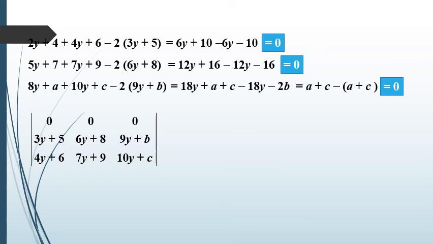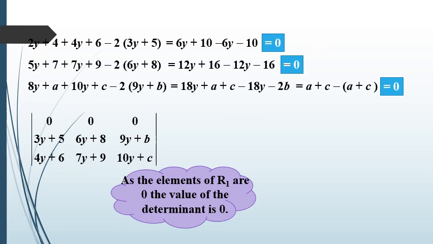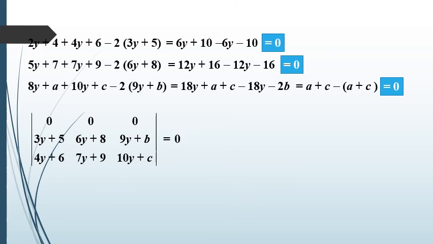So the R1 elements will be 0, 0, 0, and there will be no change in the elements of R2 and R3. So since the elements of one particular row are 0, the value of the determinant will be 0.